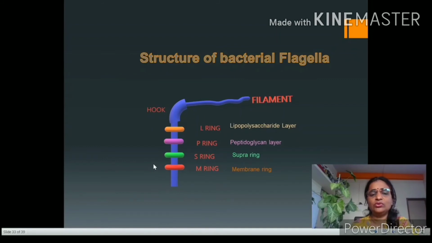Now why is this so? All of you know that gram positive cells are more rigid as compared to gram negative cells. Gram negative cell walls are less rigid. So in the case of gram positive cells, the L and P rings are absent, because of the rigid cell wall there is no need of support, since these rings are the bearings that give support. In gram negative bacteria the cell wall is less rigid, so the rod requires some support, and that support is provided by the L and P rings.